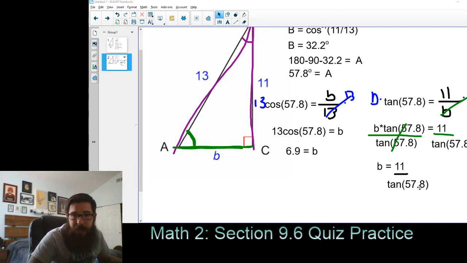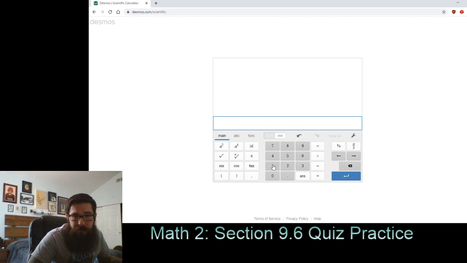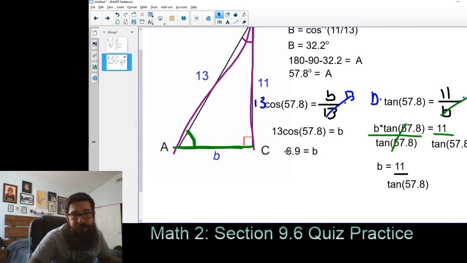11 divided by tangent of 57.8. I'm going to do 11 divided by, and this is just a regular tangent. Do make certain to close the parentheses. It's good practice. Hey, what do we get? 6.9 again. Does it really make a difference which one you use? It comes out the same.